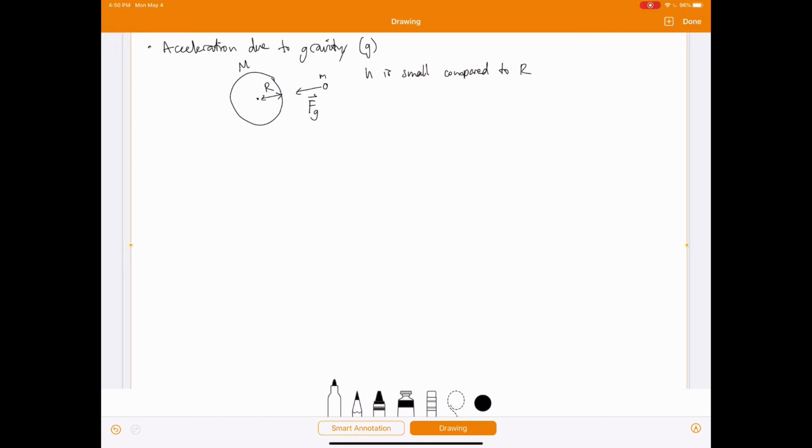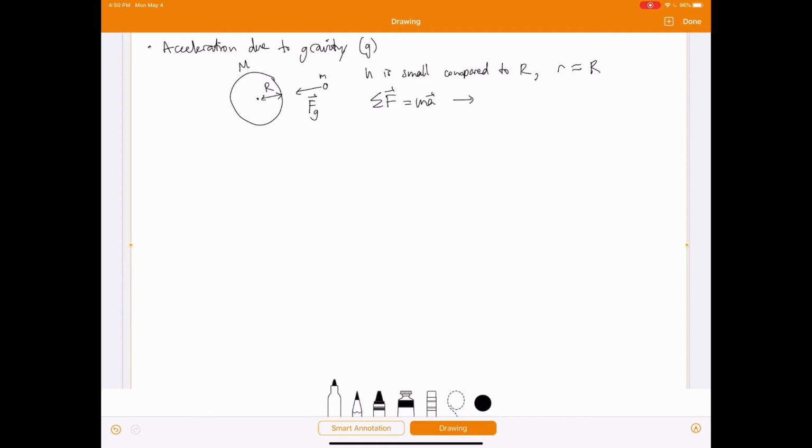So for that reason, we can think of r, lowercase r, which is your distance from the center, as being basically the same as the radius of the object, even if you change your altitude slightly as you go about your day, right? It's pretty much always the case that your distance from the center is basically just the radius of the Earth. So there we go.